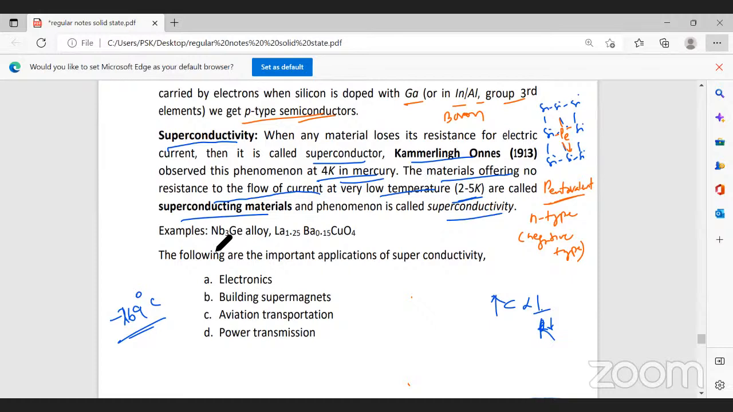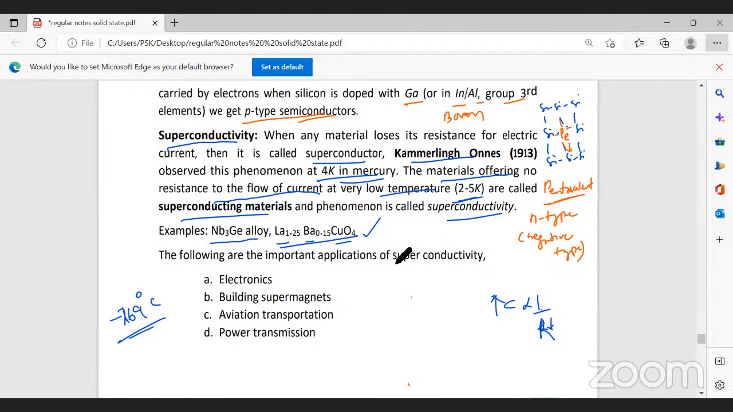See these complexes: niobium gallium alloy, germanium alloy. Niobium is a rare earth element, F block element, and lanthanides, lanthanum, barium, copper oxide. These combinations at low temperature will behave like superconductors. Remember, 1 or 2 examples of superconductors.